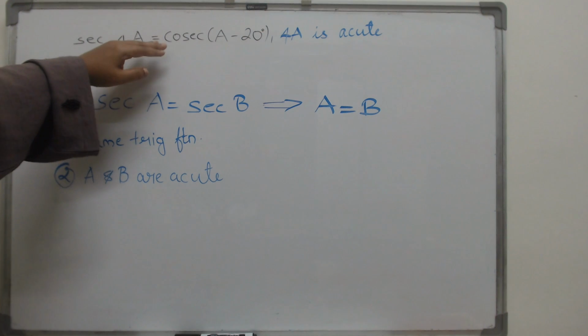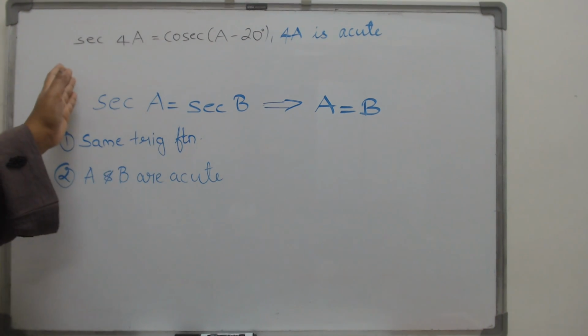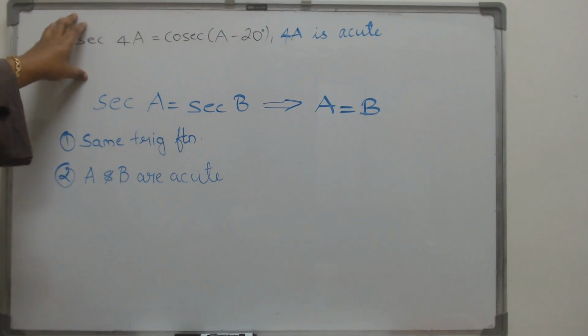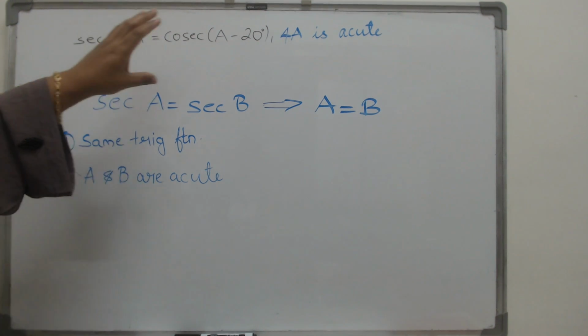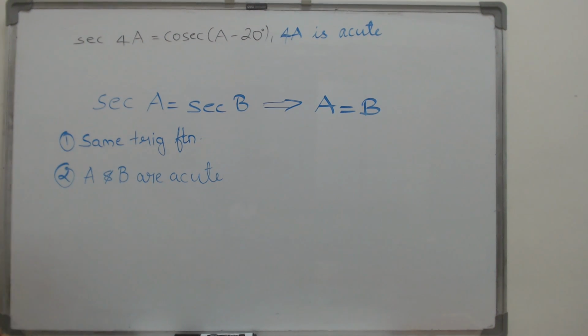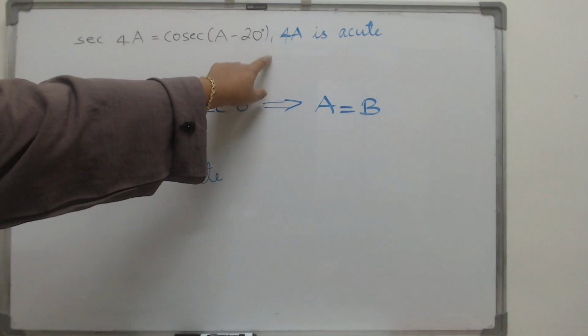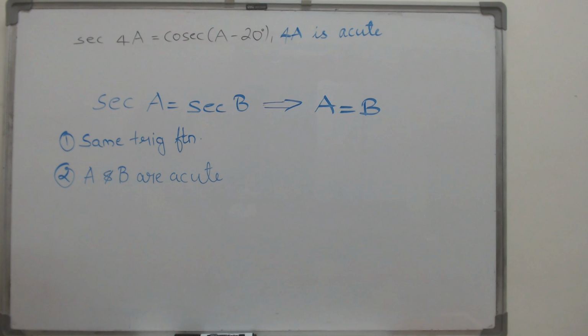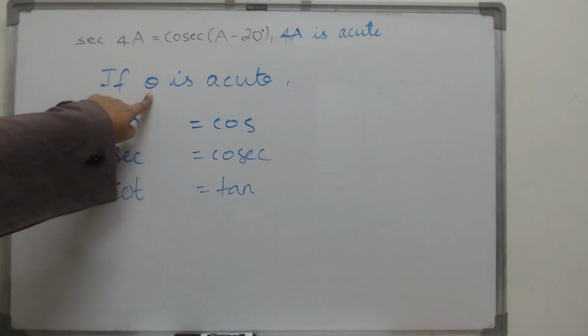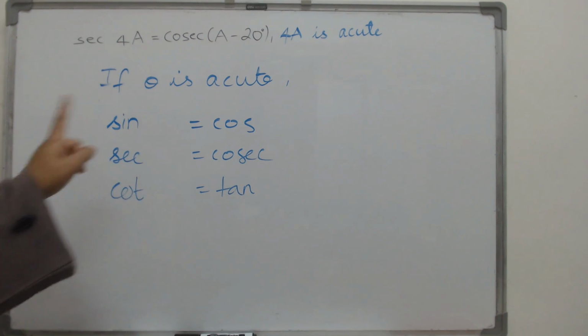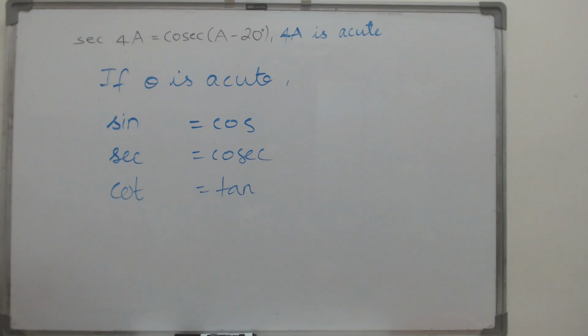But then from this situation, how can we work this out? How do we change it to the same thing? How do we change it to the same trigonometric function? What will help us with that? The fact that 4A is acute. Now, what do you know about acute angles? Given any acute angle, how are its sine and cos, sec and cosec related?